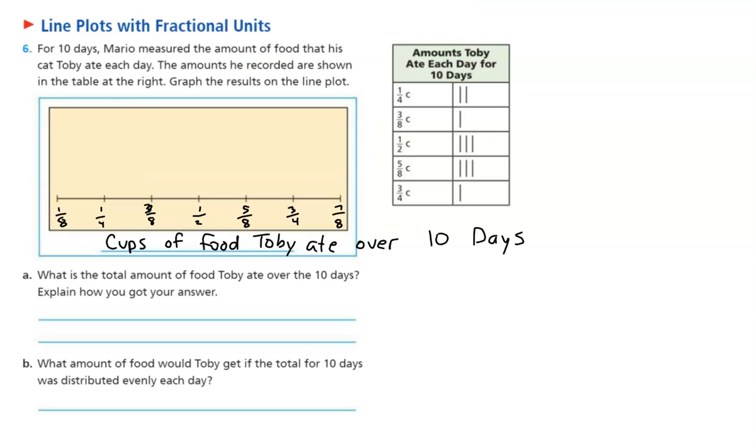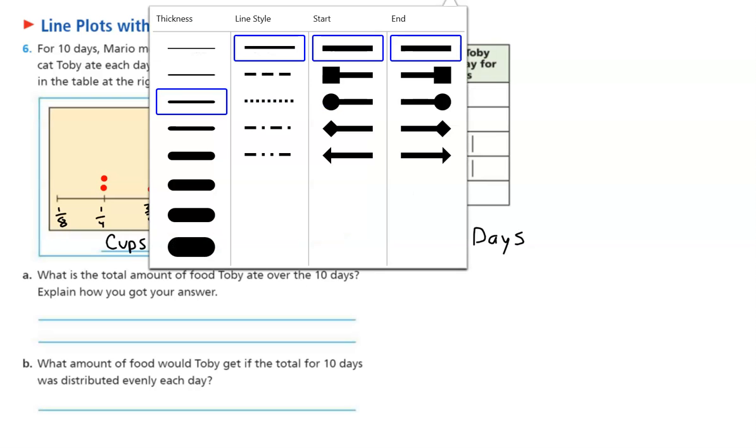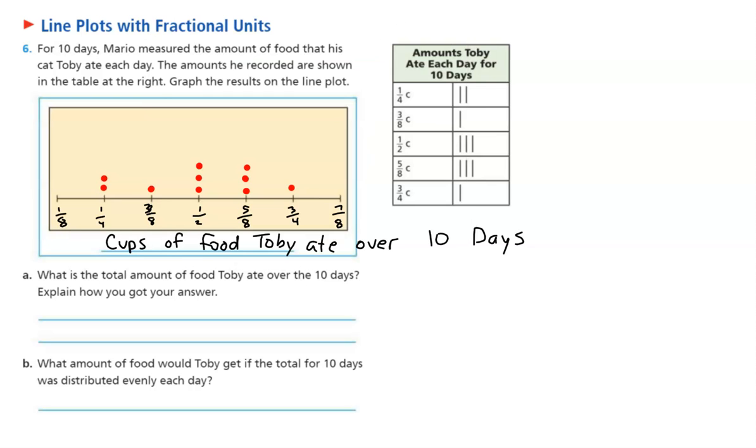Okay, so for 1/4 cup, now I'm able to plot this, and it looks like Toby did that twice. So I'm going to come over here to 1/4 cup, and I'll be able to do 2 dots for 1/4 cup. For 3/8 cup, he only ate that once. For 1/2 cup, he ate that 1, 2, 3 times. For 5/8 of a cup, he ate that 1, 2, 3 times. And then for 3/4 of a cup, he ate that once. So our line plot looks a little bit like that.